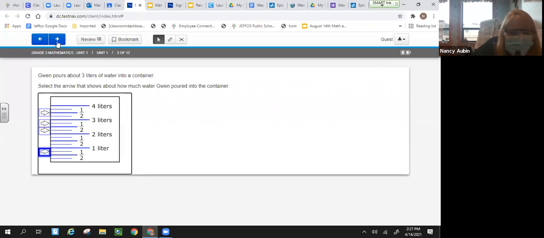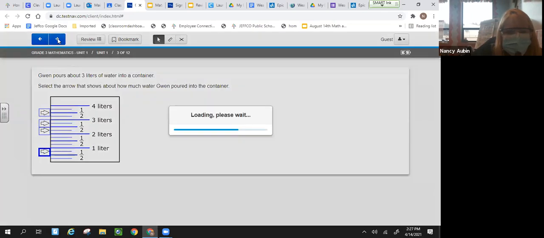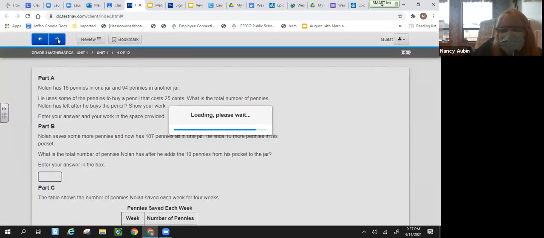3 liters of water. So Reese and Katie and Henry, I keep going up to these arrows at the top to get to the next problem. Did you notice that? Yeah, cool.